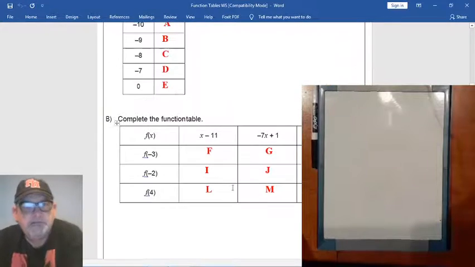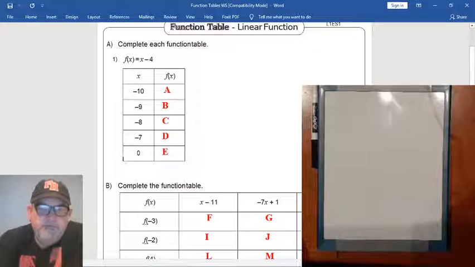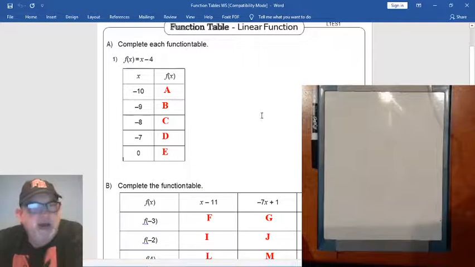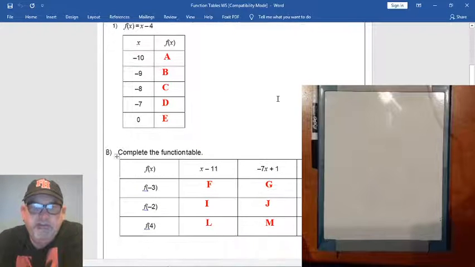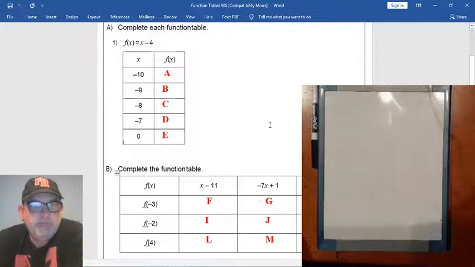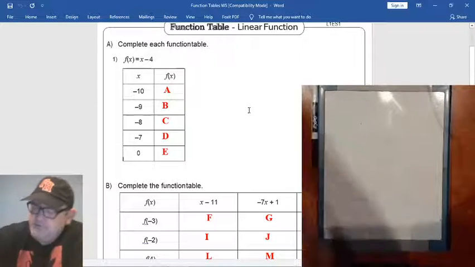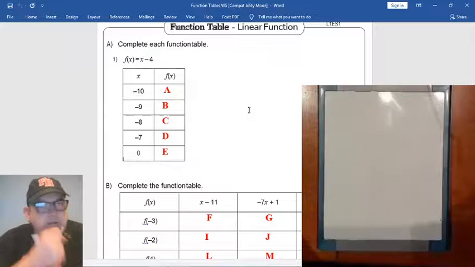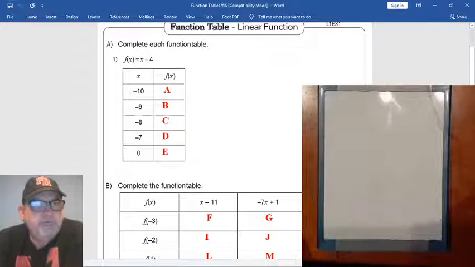All right. So, function tables, XY charts. What I asked you guys to do was to fill in the letters, the red letters. Hopefully this was easy for you guys. It's not too difficult. If you had some problems with it, need a little help, please email me so that we can get together and I can show you how this stuff works. But I'm thinking that it was pretty simple for most of you guys. So let's go ahead and go over this.